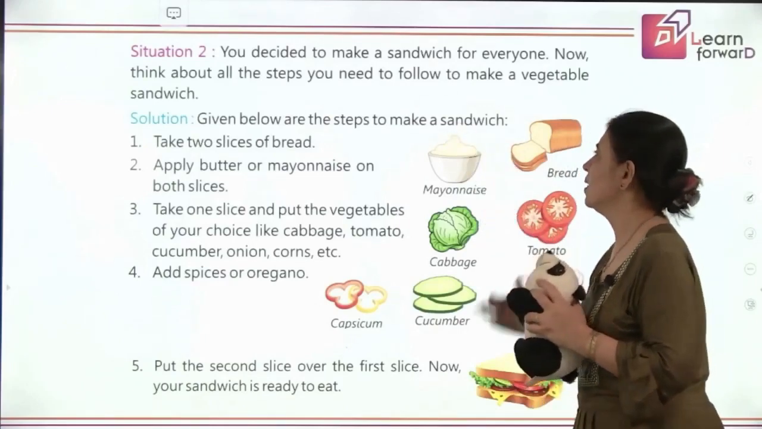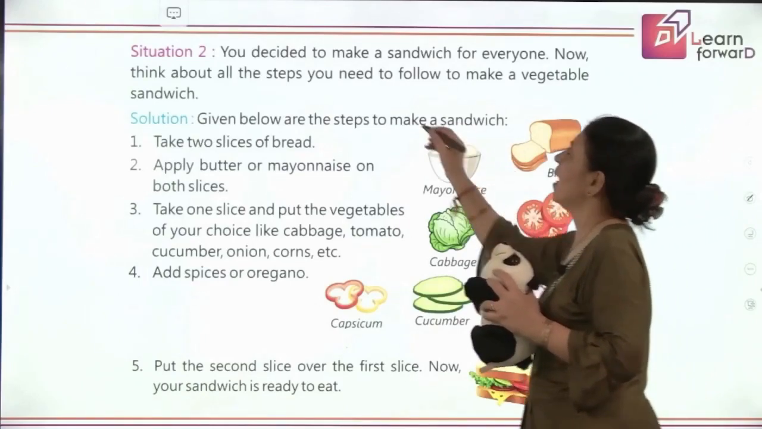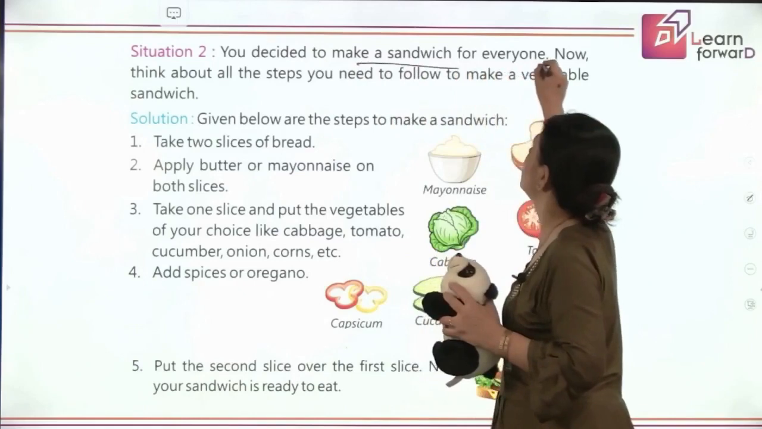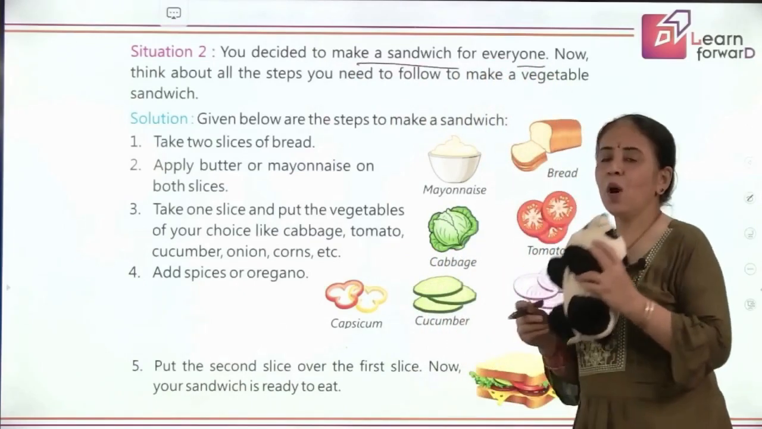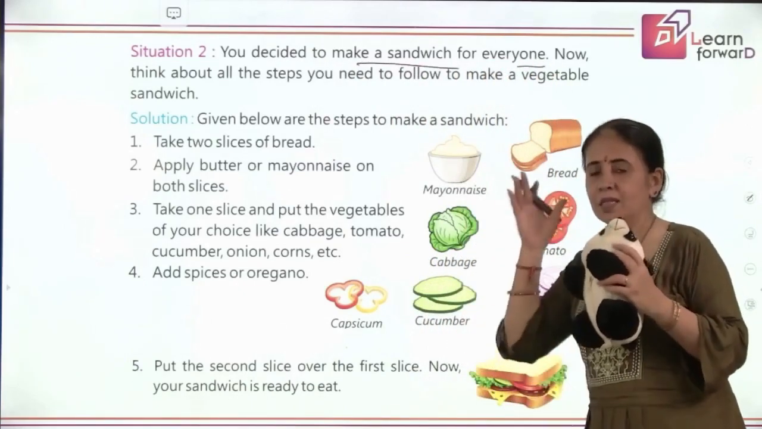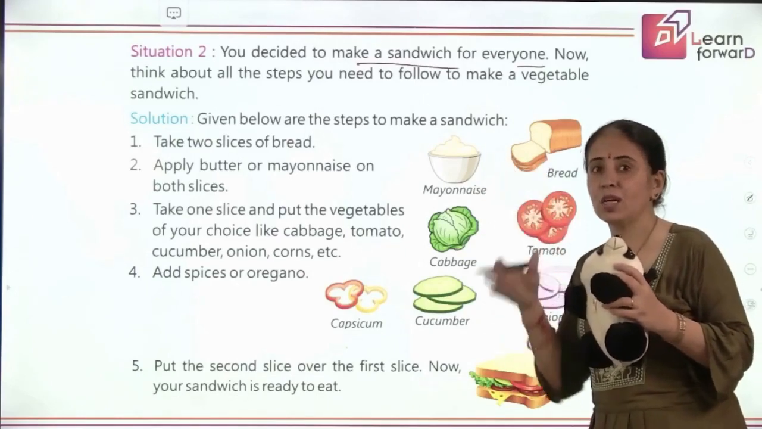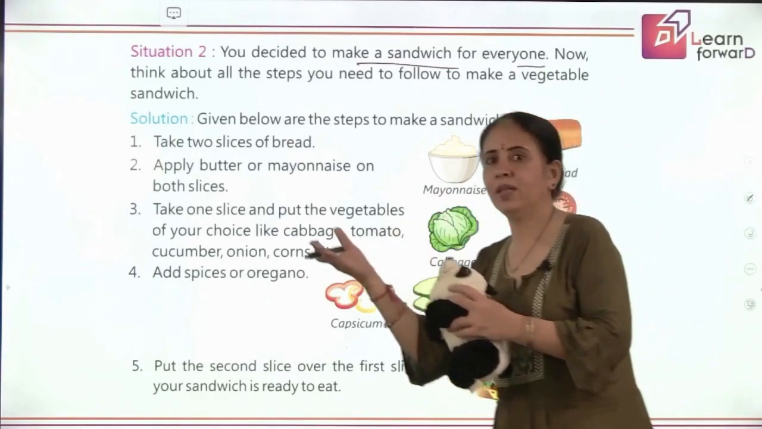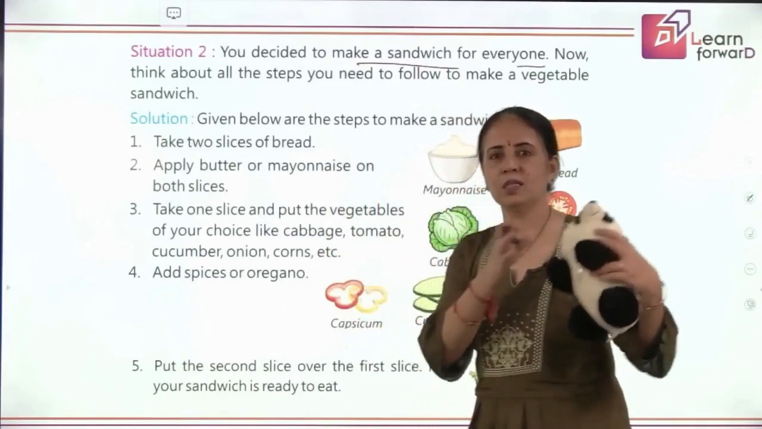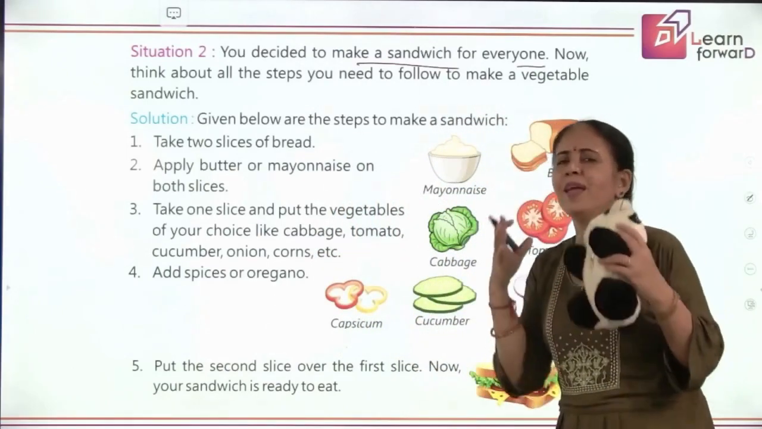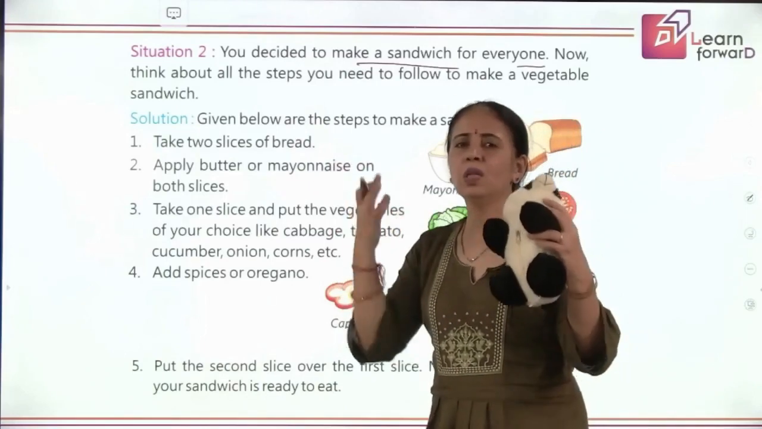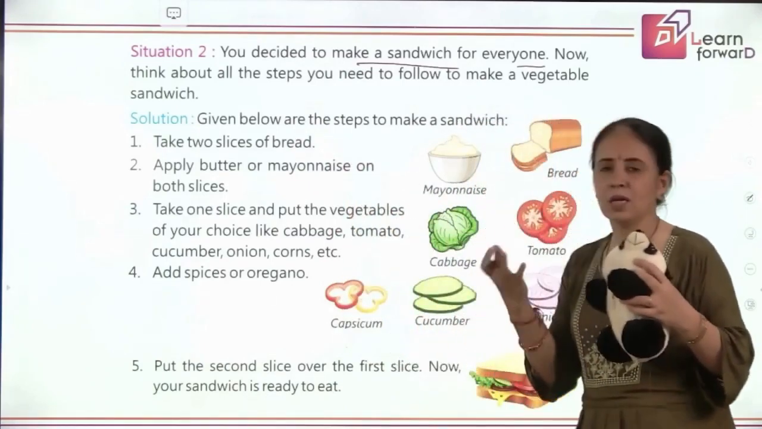So look at the second situation. Suppose you have decided to make a sandwich for everyone. And now we are going to take the steps. What steps are you going to do? This is all part of logical thinking. That first thing we'll be doing this, then we'll be going for this, this, this. And you have to scratch your brain and just think out how the things will become successful.